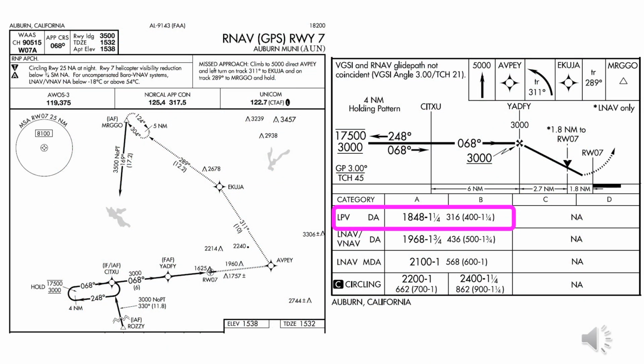Auburn has an RNAV GPS approach serving runway 7. The procedure has LPV minimums to a DA of about 300 feet HEL, with a visibility requirement of 1¼ miles.